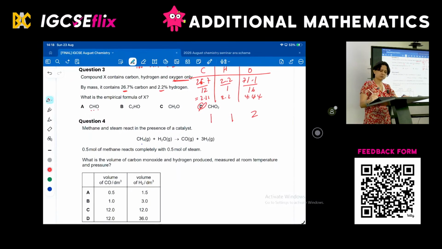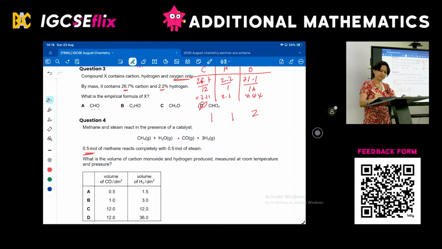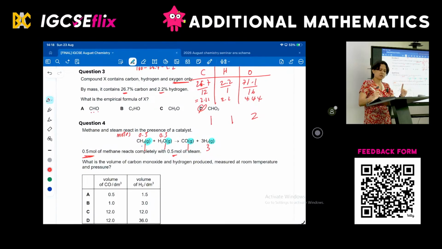All right. The volume of methane is 0.5. If this is 0.5, it reacts with 0.5. So notice here is gas. If it's gas, we can just use this ratio. So if this one is 0.5, the ratio is 1 to 1 to 1 to 3. The moles are 0.5, 1 is also 0.5, and this one is 3. So 0.5 times 3 is 1.5.